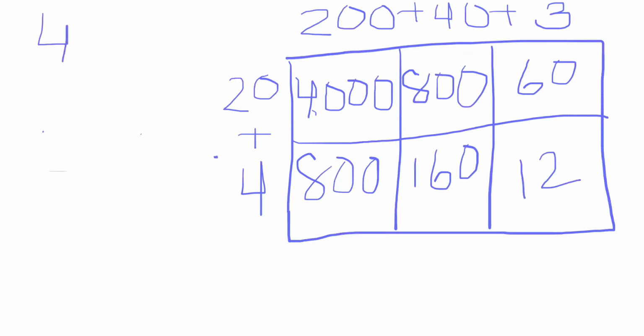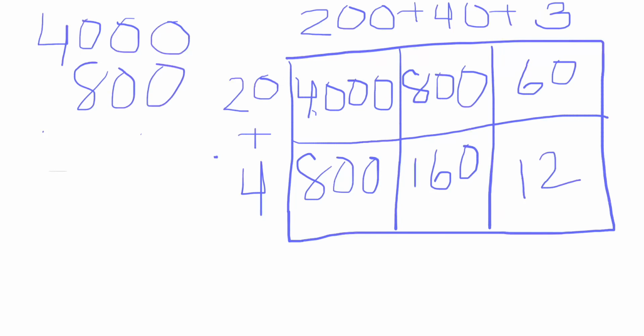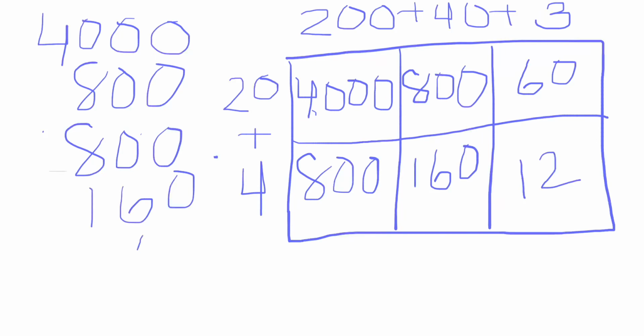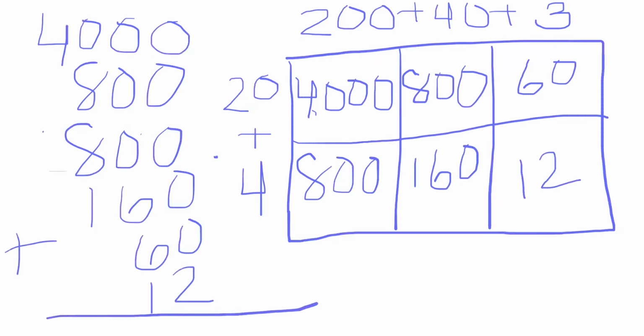So let's do 4,000. I'm going to start with my highest place value, plus 800, plus another 800, plus 160, plus 60, plus 12. Wow, that's a lot of partial products there. Okay, now I made sure that my numbers were lined up the best I could. I know I'm using my finger, so it's a little tough.